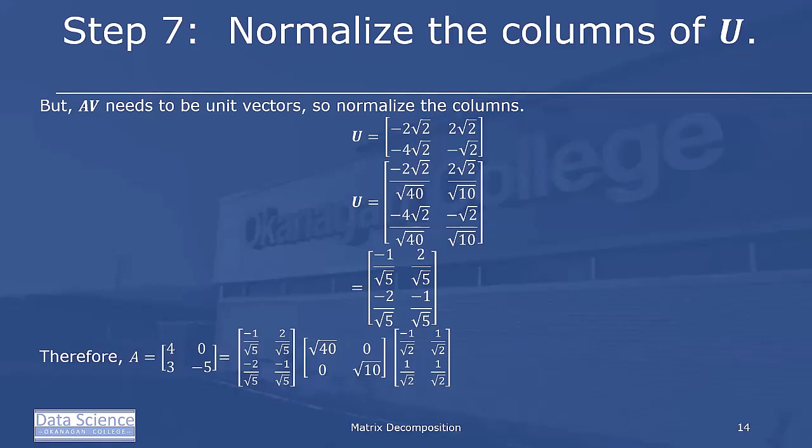And therefore, our A, matrix 4, 3, 0, negative 5, is our matrix U, negative 1 over root 5, negative 2 over root 5, 2 over root 5, negative 1 over root 5, times our matrix sigma, root 40, 0, 0, root 10, times V transpose, negative 1 over root 2, 1 over root 2, 1 over root 2, and 1 over root 2.